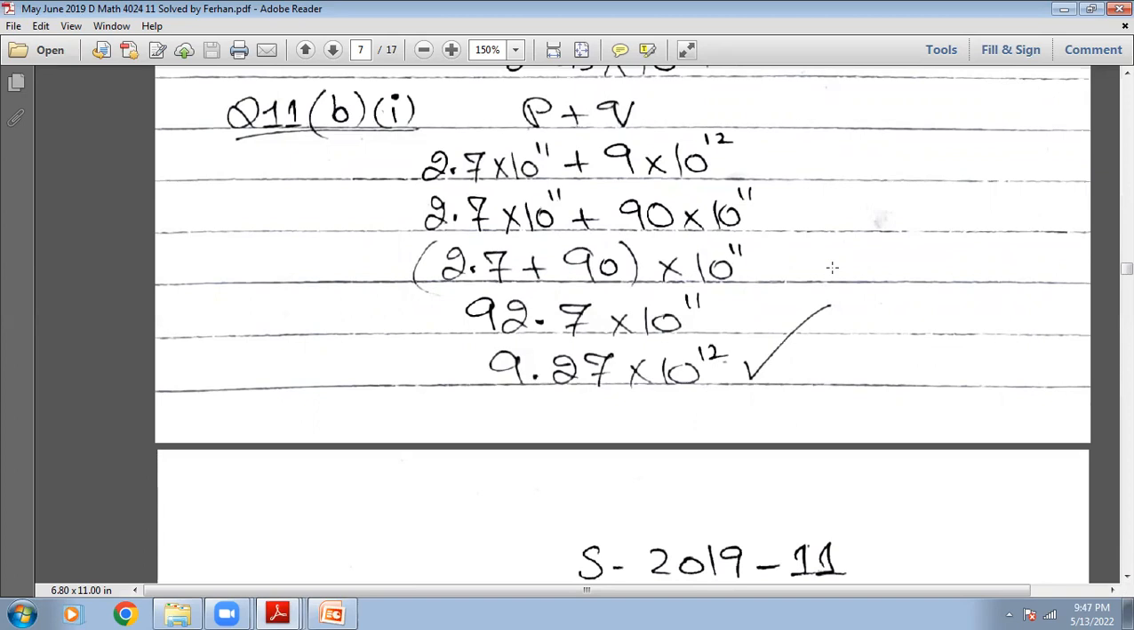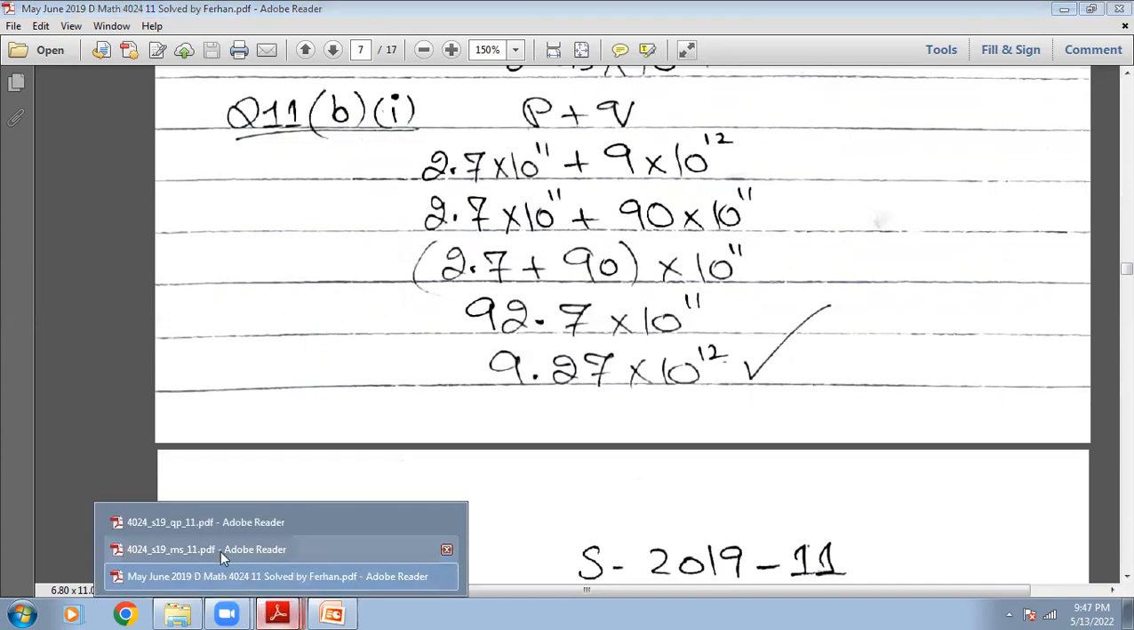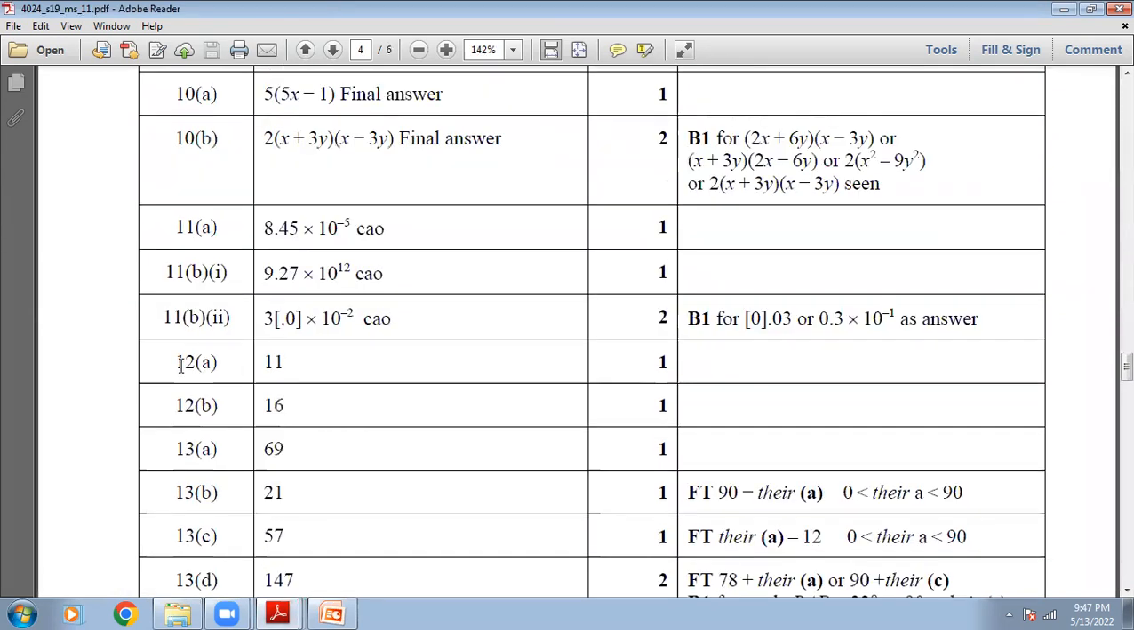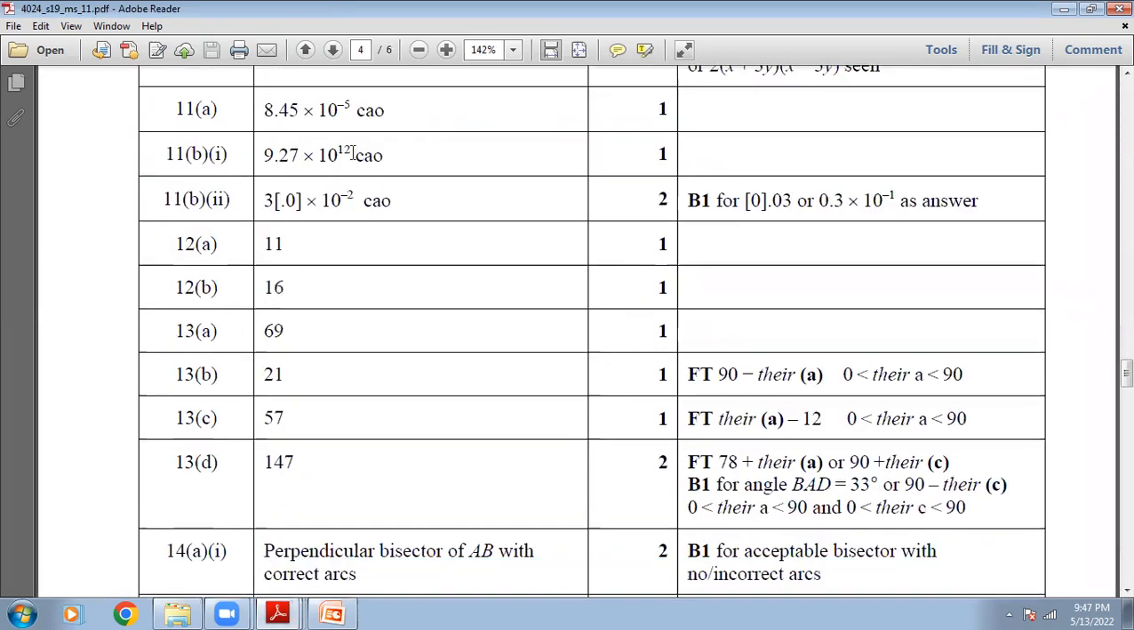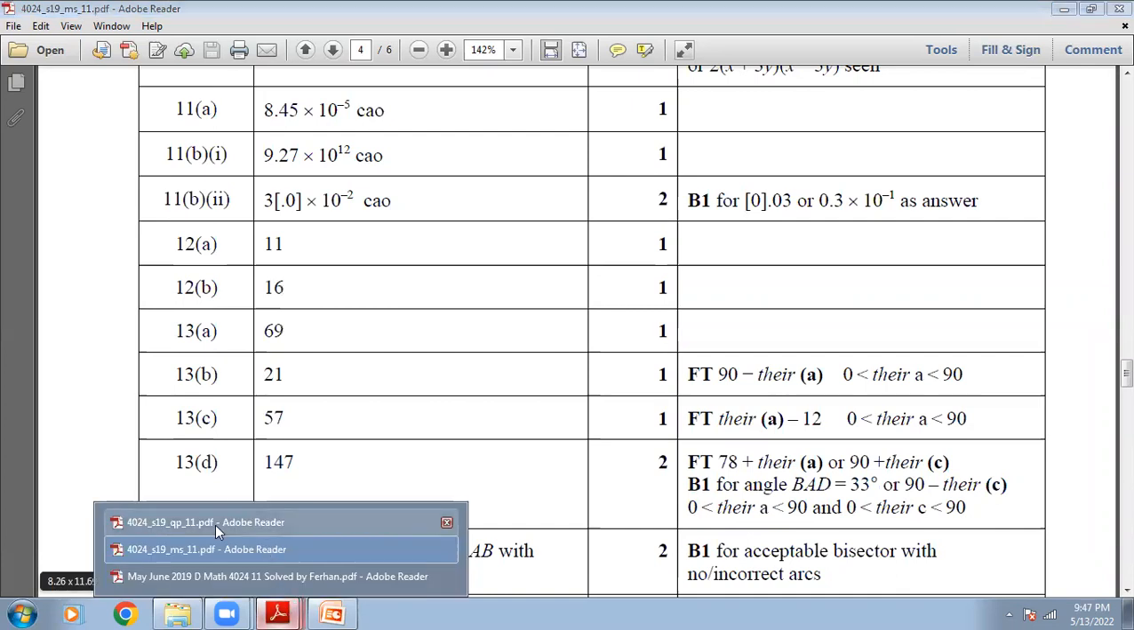But now this is not standard. This number must be less than 10, more than 1. So I will move this decimal 1 step to the left. When I move 1 step to the left, the power will increase by 1. So now you have 9.27 expo 12. So this is our answer. Let me show you. So our answer is 9.27 expo 12. So our answer is right. A part is also right.